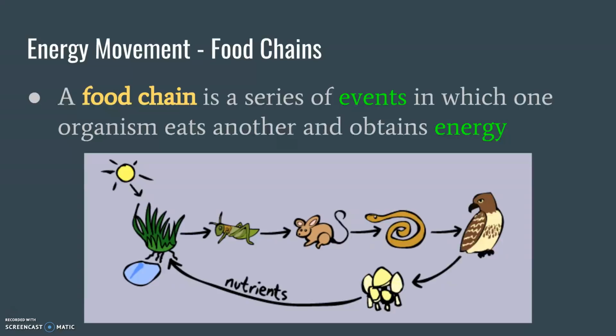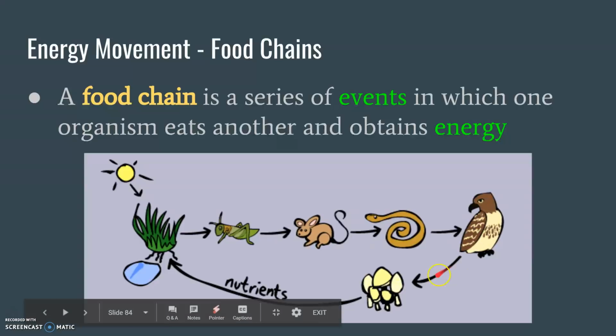So let's look at this super simple food chain here. In this food chain, we have grass. Well, actually, we start with the sun. Okay, start with the sun. The sun goes into the plant. That plant goes into the grasshopper. The grasshopper goes into the mouse, into the snake, and the snake into the hawk.